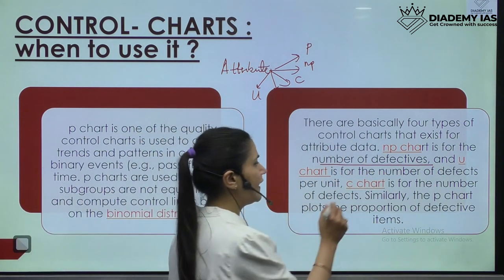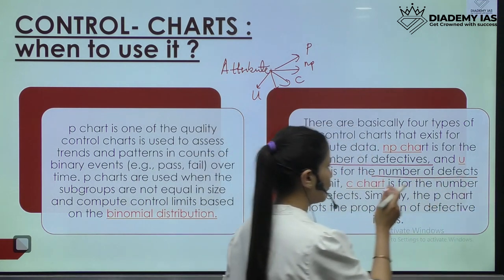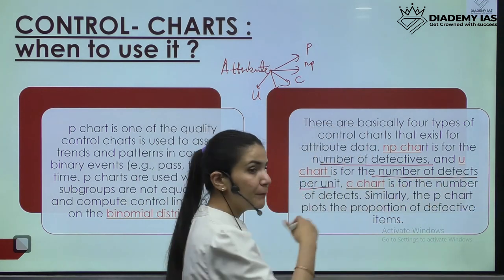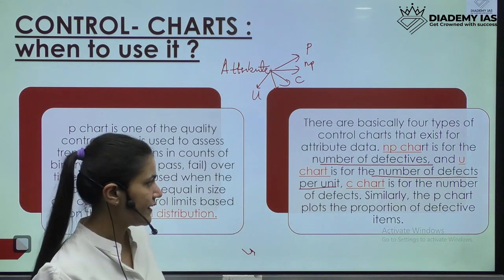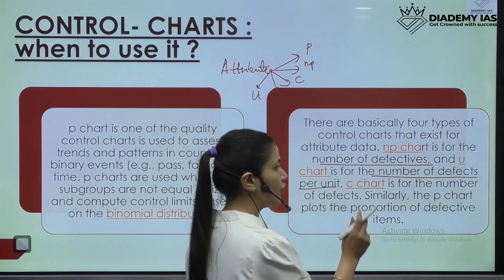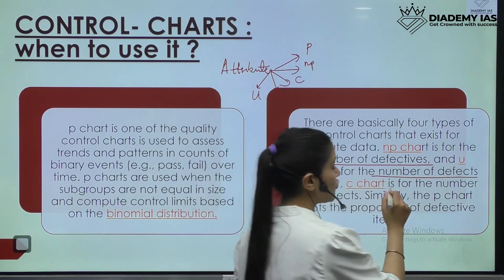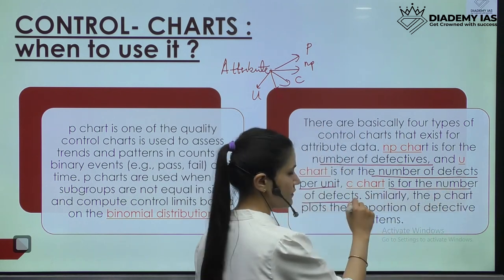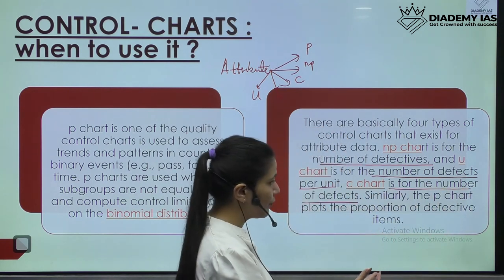A U chart is to be used for the number of defects happening per unit. Like for every unit, how many defects are happening. That's what we use a U chart for. A C chart we use for the number of defects. What is the number of defects that are happening in the production?